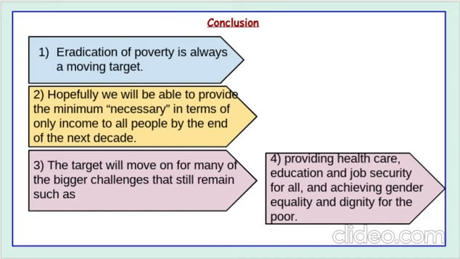So, what is the conclusion with this? Eradication of poverty is always a moving target. Every time we will always try to eradicate and decrease poverty in all countries. Hopefully we will be able to provide the minimum necessary income to all people by the end of the next decade. By the end of the decade, we hope that almost everyone gets a minimum necessary income, and the target will move on to many other bigger challenges which are there right now also, like providing healthcare, education, job security, achieving gender equality, and dignity for the poor, scheduled tribes, and other people also.